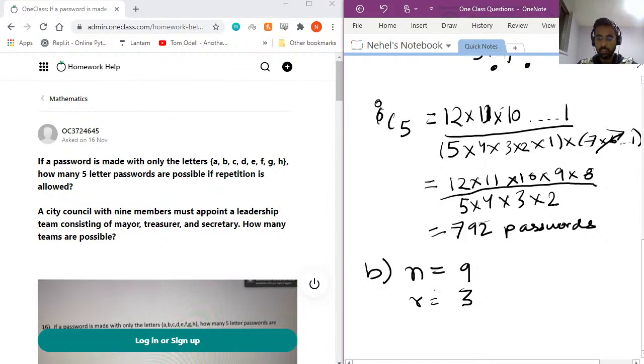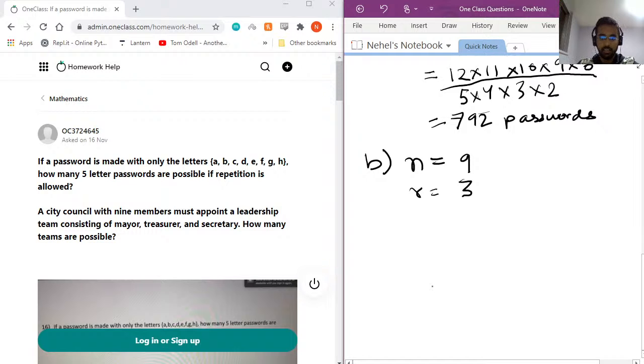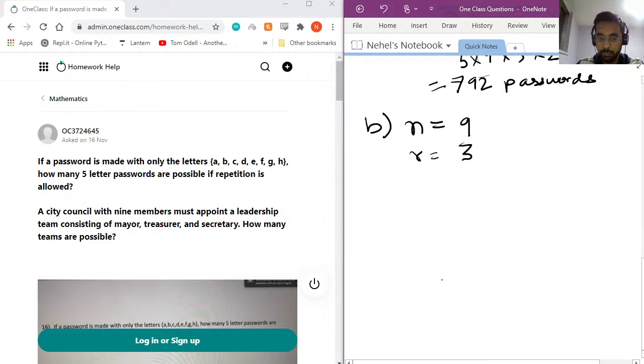Now one thing to note which is different from the question above is that in this case we actually can't repeat people. So if someone's a mayor, they cannot be the treasurer as well. Similarly, if someone's a treasurer, they cannot become the secretary. So here we'll be using the formula for nCr, n choose r, without repetitions. So the formula goes as follows. n choose r is equal to n factorial over r factorial multiplied by n minus r factorial.